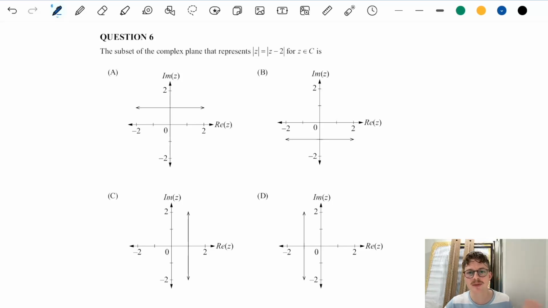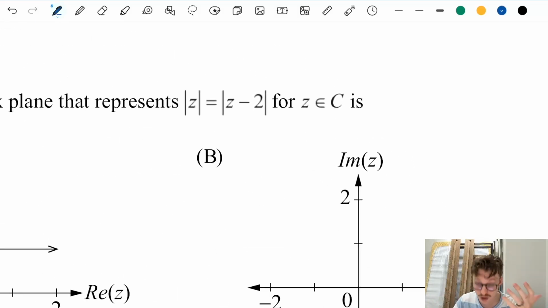For question 6, complex numbers, the subset of the complex plane that represents the modulus of z equal to the modulus of z minus 2 for z some complex number. Yeah, we kind of gathered that is going to be given by the following diagrams. We are picking what is the best subset for this plane, and it's nothing too crazy. We've got a bunch of linear relationships, right? So it's horizontal or vertical straight lines. They're my options.